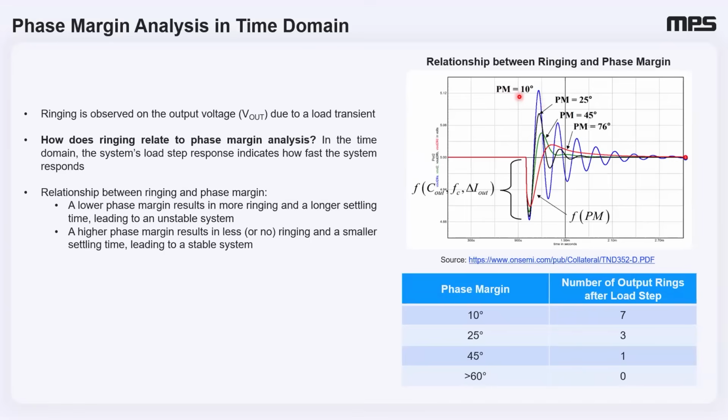At 10 degrees phase margin, we have significant and prolonged ringing. As phase margin increases to 25, 45, and 76 degrees, the ringing dramatically reduces, eventually leading to a critically damped or even overdamped response with no oscillations in this case. The table further quantifies this, showing that a 10-degree phase margin can lead to 7 output rings, while a 60-degree phase margin or greater results in no rings at all, which corresponds to an overdamped response.